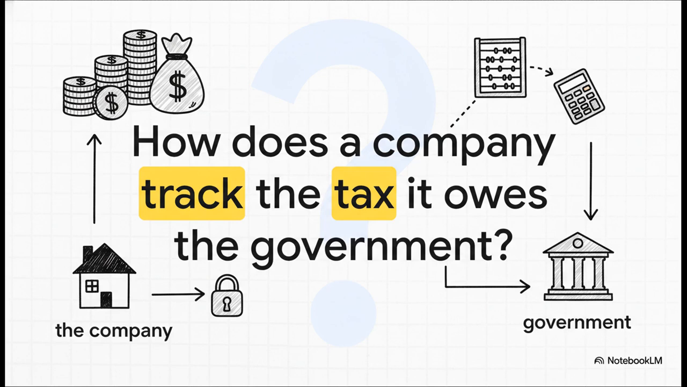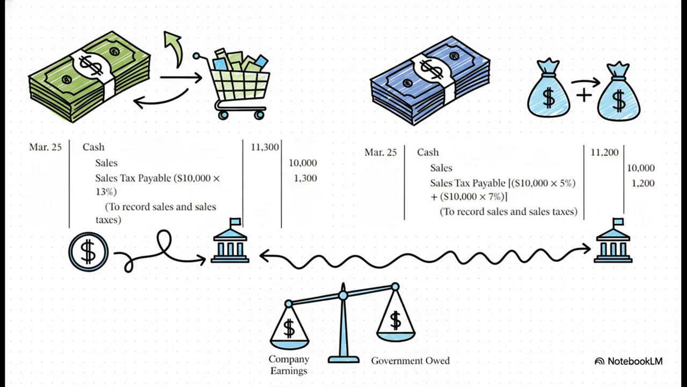So, this brings up a really important question, right? When a company makes a sale, how does its accounting system actually separate the money it earned from the money it's just temporarily holding for the government? Well, here's how they do it. Let's take a simple $10,000 sale. The company might actually collect over $11,000 in cash from the customer. But, and this is crucial, it only records the $10,000 as its own sales revenue. All the rest, that tax portion, gets immediately funneled into a separate liability account, something called sales tax payable. This creates like a digital firewall between the company's money and the government's money.